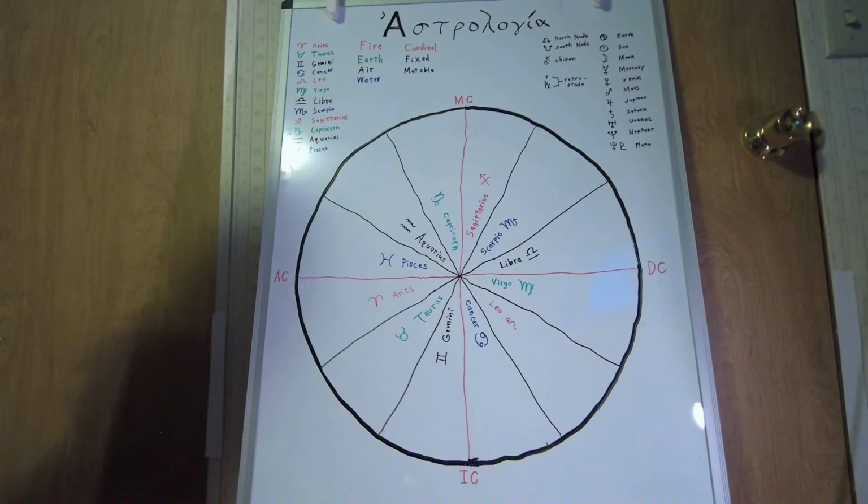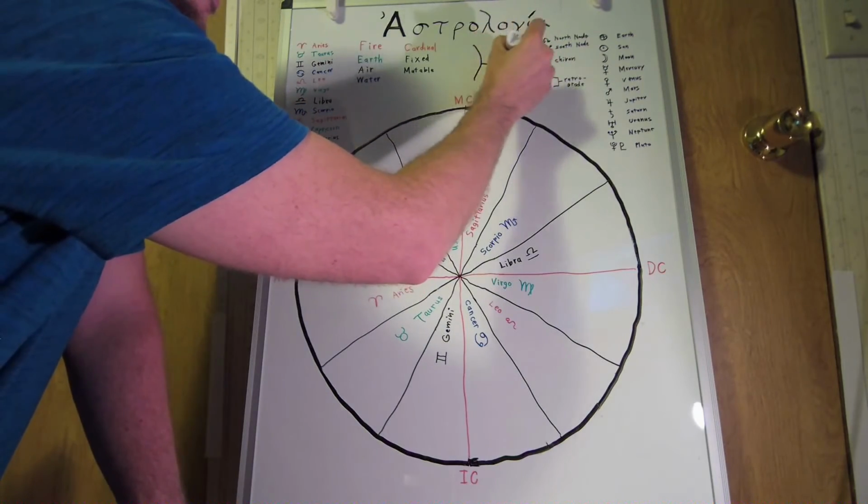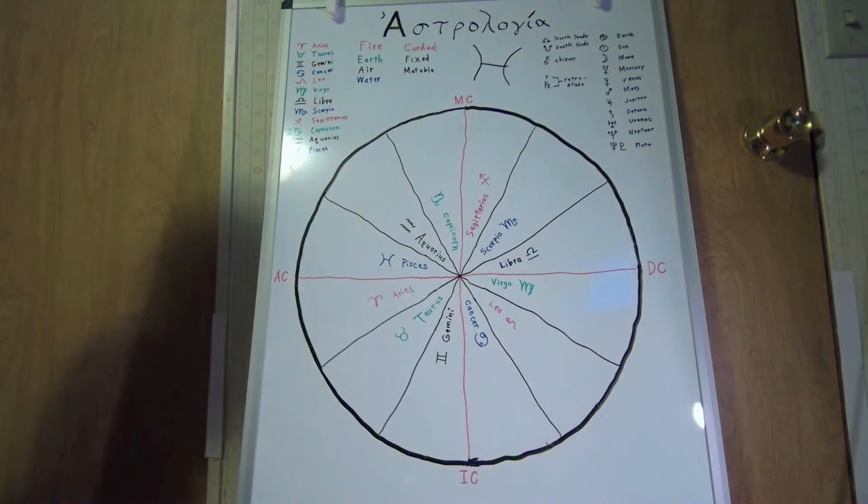And lastly, we have Pisces the fish. And Pisces is emotional, and it's mutable water, so it's emotional and intuitive and adaptable and flexible.